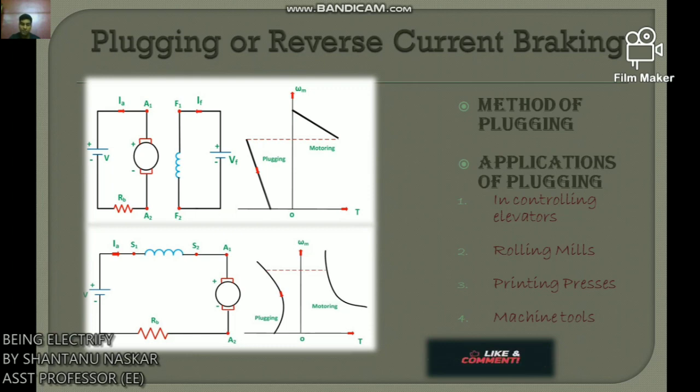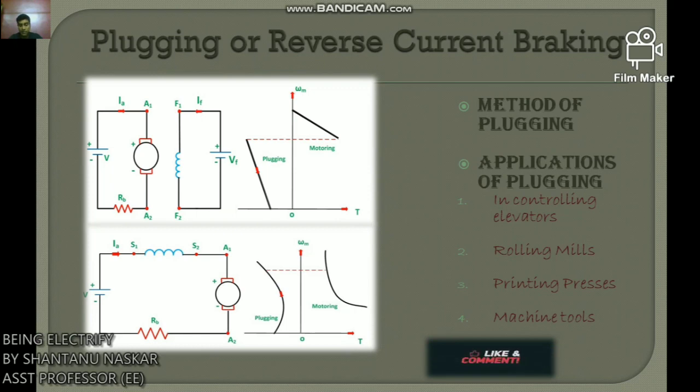Reversing both the terminals will give only normal working operation. At zero speed, the braking torque is not zero. The motor must be disconnected from the supply at or near zero speed when the motor is used for stopping a load. If the motor is not disconnected from the supply, the motor will speed up in the reverse direction. For disconnecting the supply, a centrifugal switch is used.